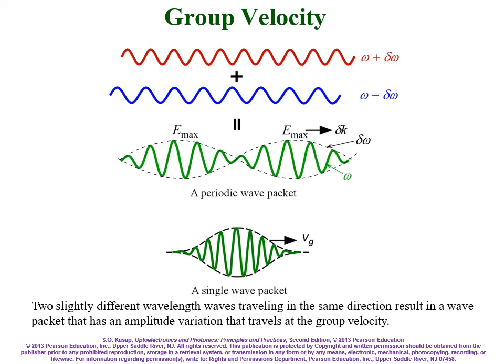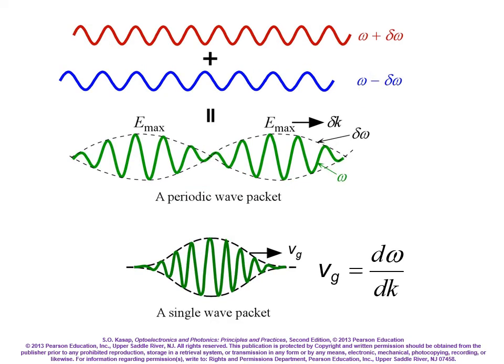So it's a pictorial diagram. We can see that omega plus del omega and omega minus del omega, when combined, make an amplitude modulation with del omega frequency, moving in the del k direction. It's a periodic wave packet. So the overall velocity of that combined wave is known as group velocity. Two slightly different wavelength waves traveling in the same direction result in a wave packet that has an amplitude variation that travels at a group velocity.